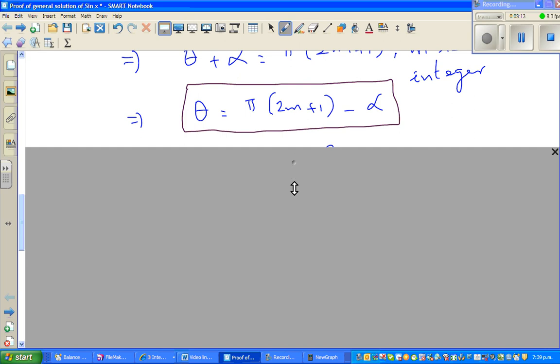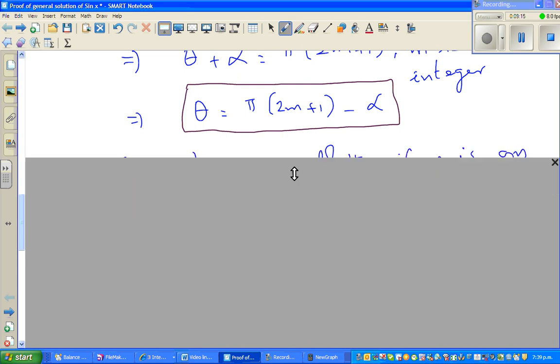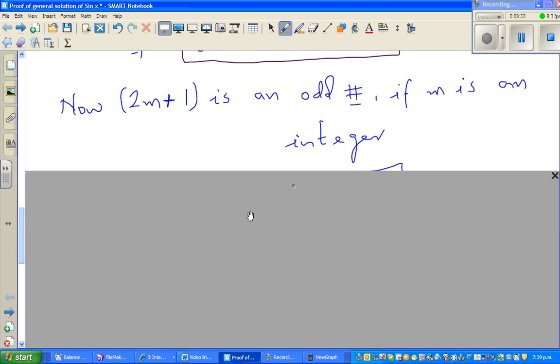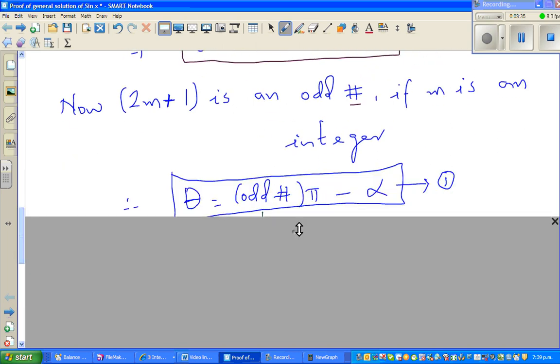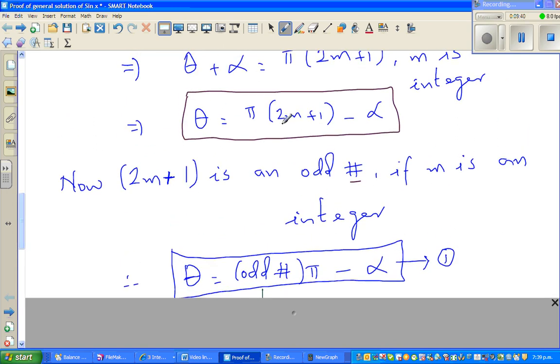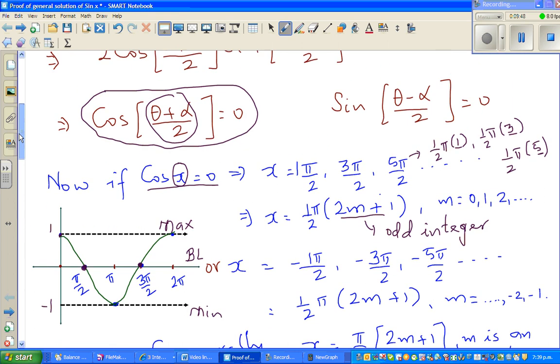So what does this mean in a general sense? Now we know that 2m plus 1 is an odd number. If m is an integer, if you put any integer here, 2m plus 1 becomes an odd integer. So if you generalize that, this is an odd number times pi minus alpha. So this is the first equation. So we have solved the first branch of the equation.